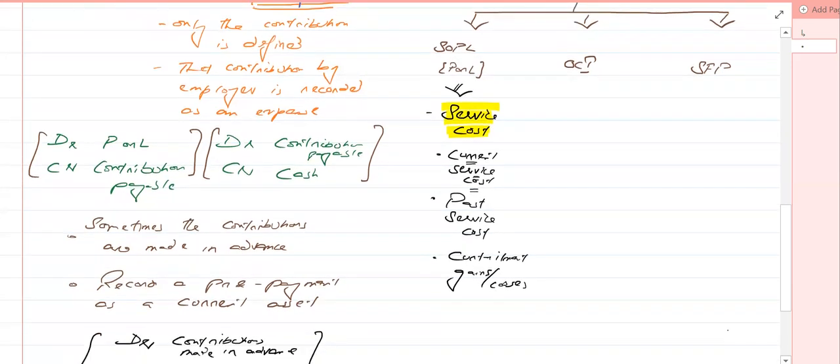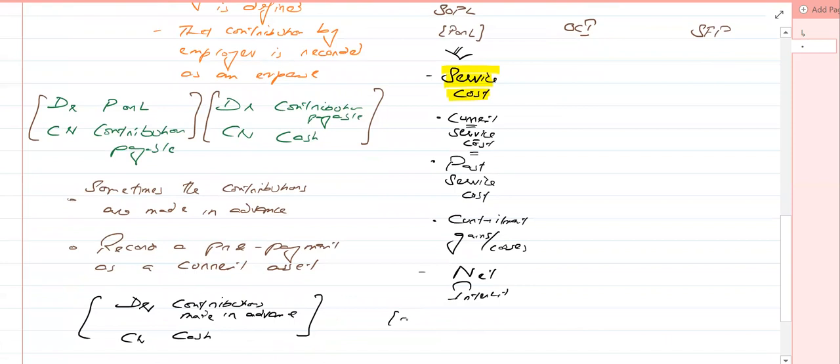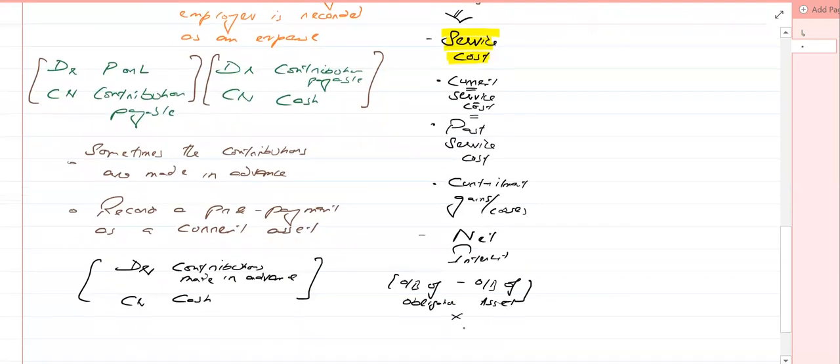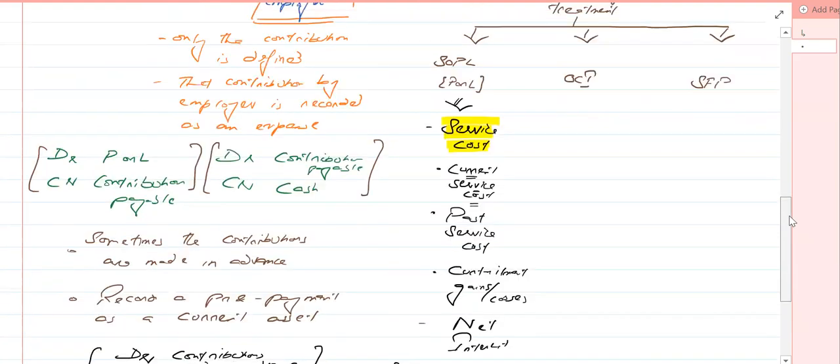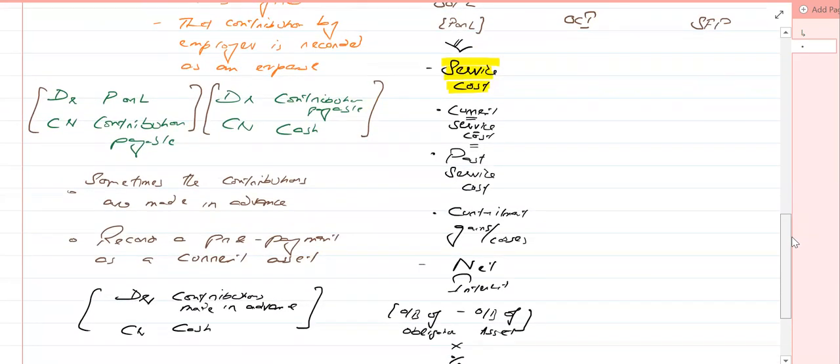And other than that, there should be the net interest. Net interest means you're going to take the opening balance of obligation minus the opening balance of the plan asset and multiply by the interest percentage, and then you get the net interest. This net interest is part of the statement of profit or loss, the profit or loss component as well.